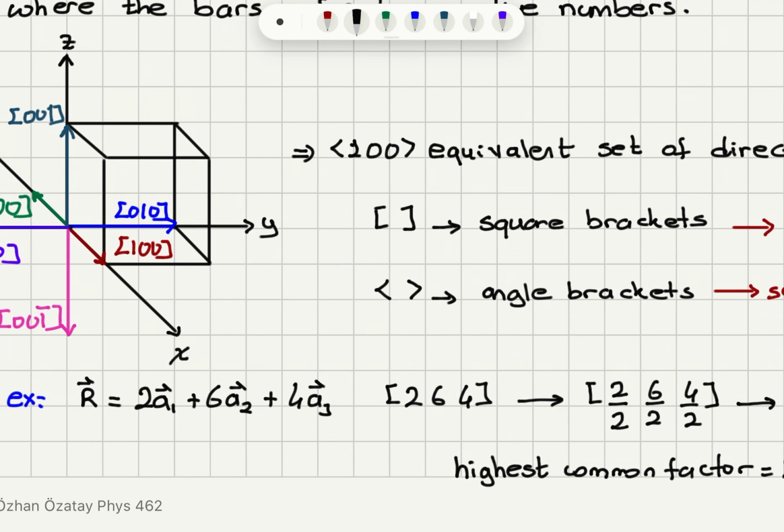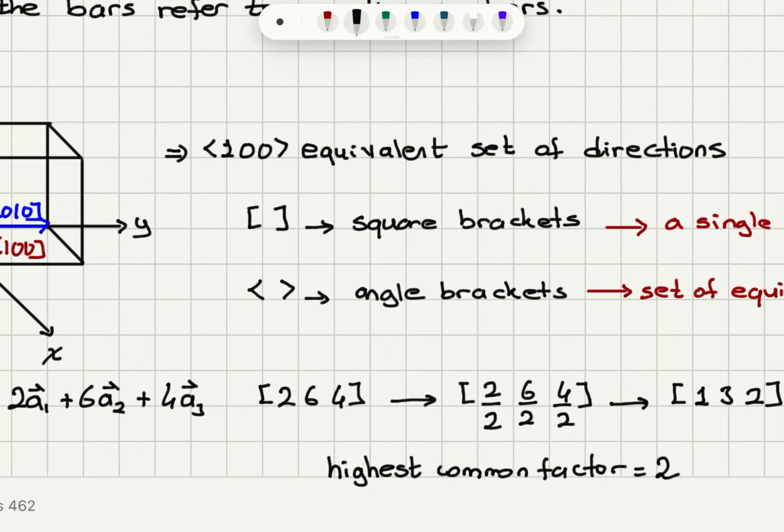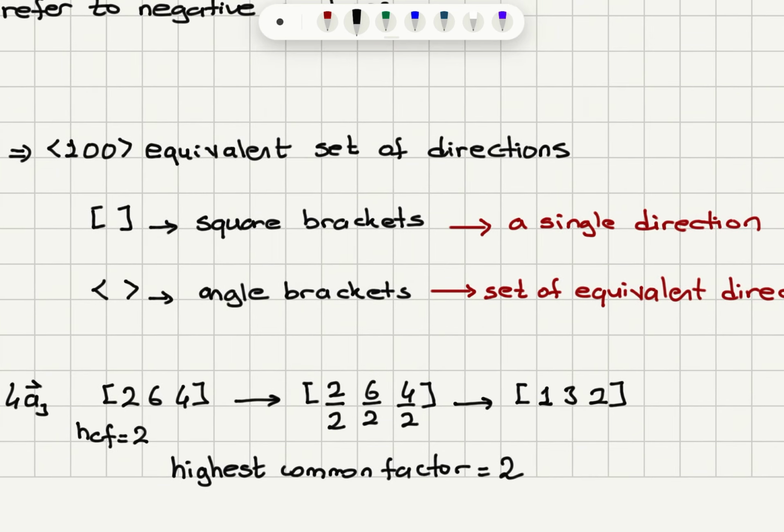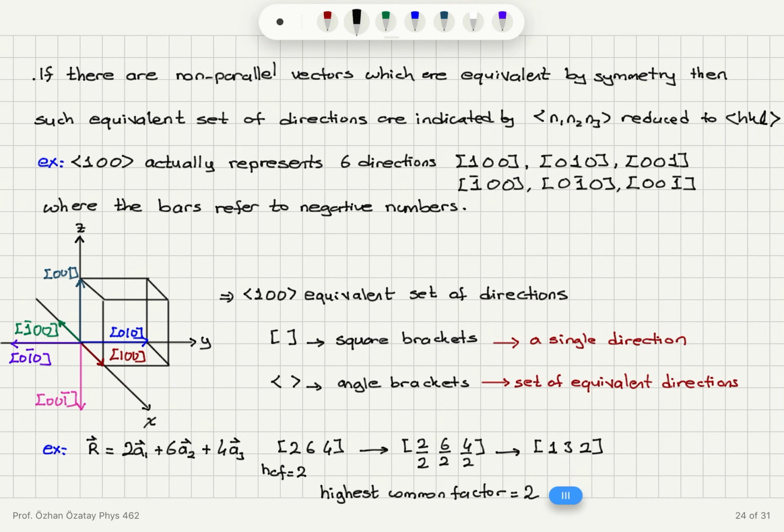Here's a lattice translation vector 2a1 plus 6a2 plus 4a3. So we take these coefficients 2, 6, and 4. The highest common factor is 2 here. So we divide them by 2: 2 over 2, 6 over 2, 4 over 2. We obtain 1, 3, 2. So in square brackets, we label this direction 1, 3, 2.